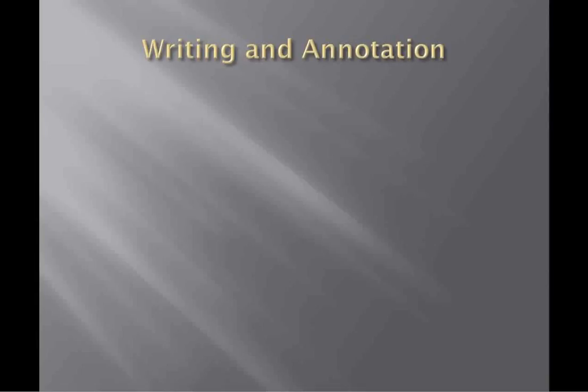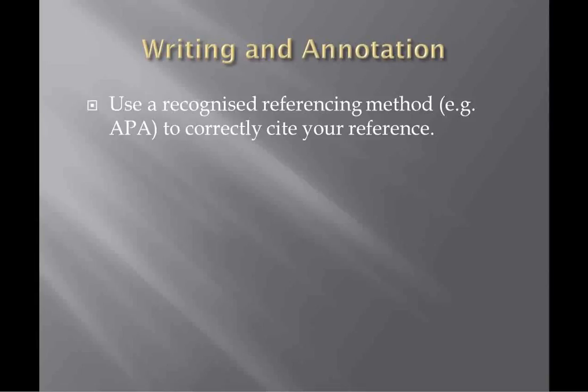So what actually goes into writing an annotation? Firstly, use a recognized referencing method. For example, at CSU we use the APA referencing method. Correctly cite your reference. Here's an example of a reference written by Jones, Colonial Paintings in New South Wales Art Galleries, cited using the APA system.